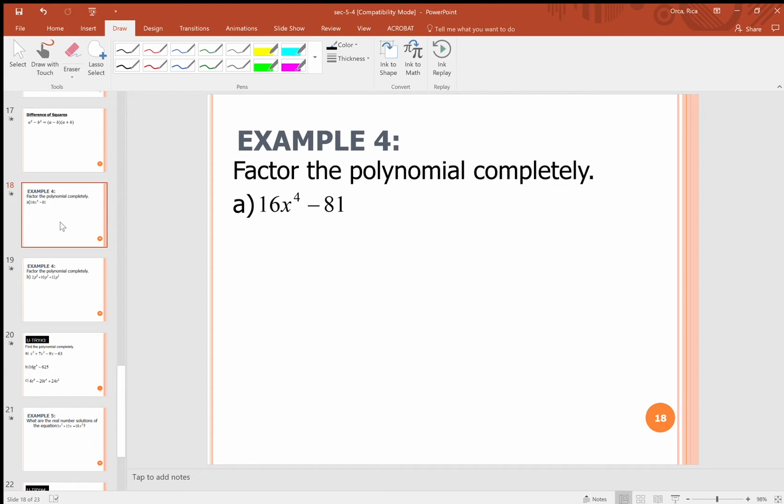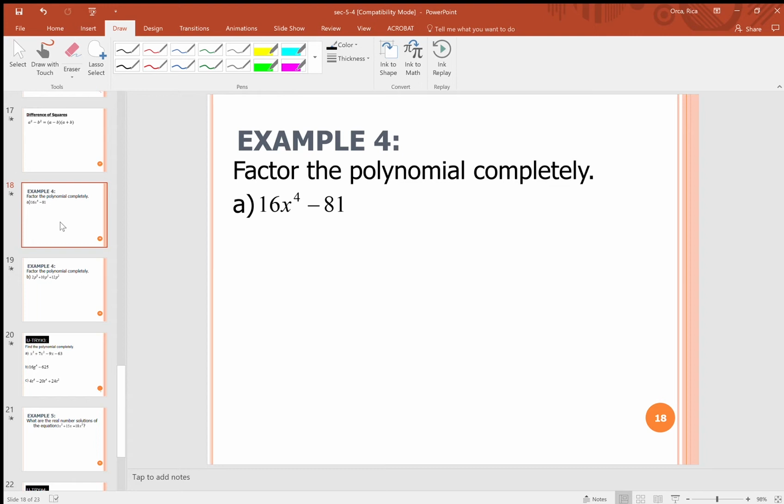Welcome back, class. Today I am going to show you how to factor a binomial with a degree of 4. I'm also going to show you how to factor a trinomial with the greatest common factor. Let's get started. So in this problem, we have 16x to the 4th minus 81.